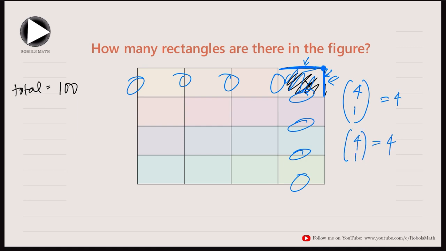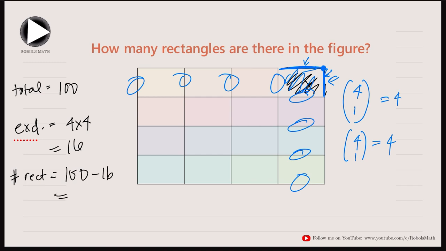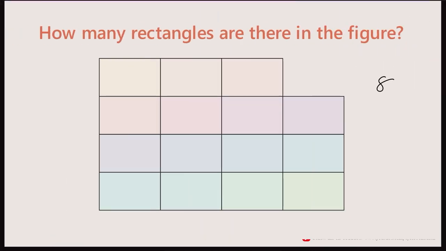Therefore, the total number of exclusions, let's call that excluded, is equal to 4 times 4 equals 16. Okay? So the number of rectangles that you want equals 100 minus 16, or 84. Therefore, the answer that we're looking for is 84, and that's our final answer.